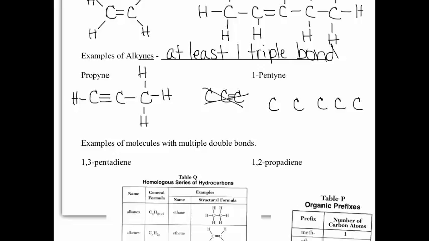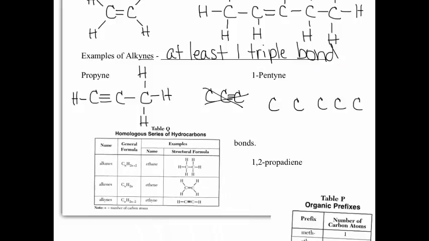And when we look at the ending to the word here, it tells us we have at least one triple bond. You can always reference table Q to remind yourself of that. And the address we were given is actually referring to where that triple bond is. It's on the first carbon. I'm going to count from the left, meaning that my first carbon is right here, and that triple bond is going to be between the first and second carbon.